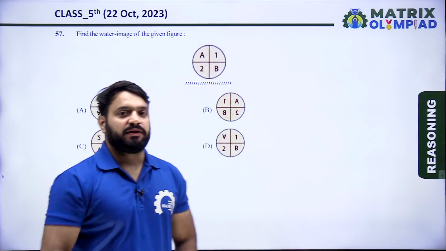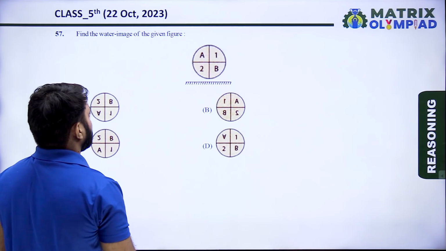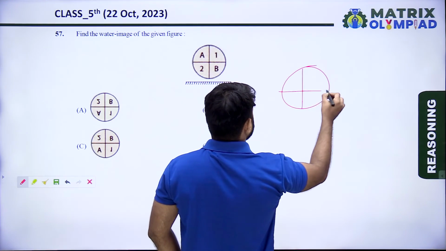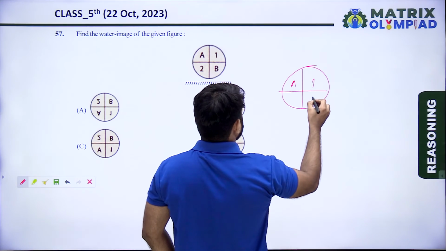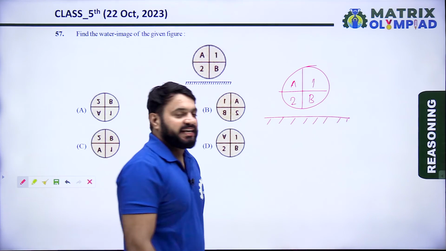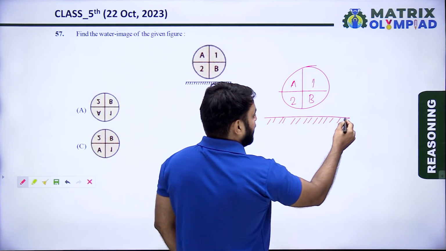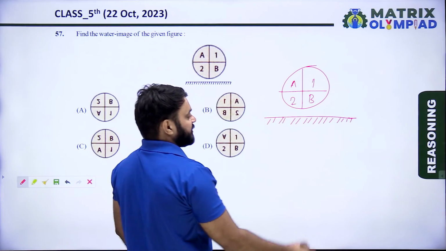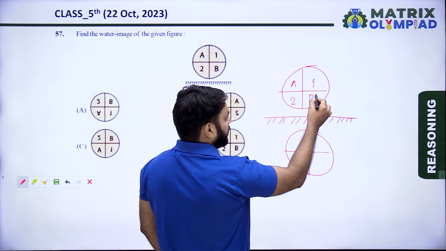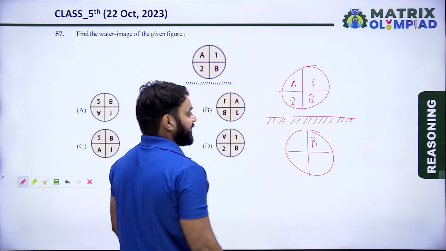So question number 57 is find the water image of the given figure. The object that is near the water remains near the water in the water image. So the water image of this figure looks as follows. So first find the water image of B. So the water image of B looks as follows.